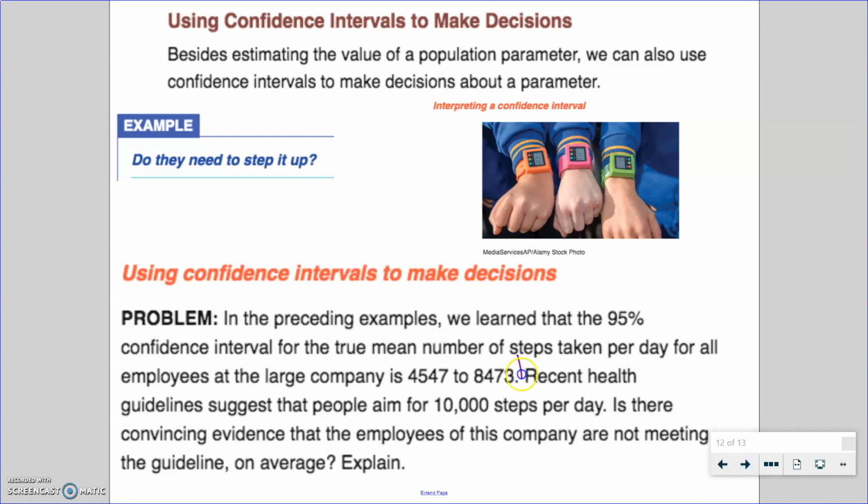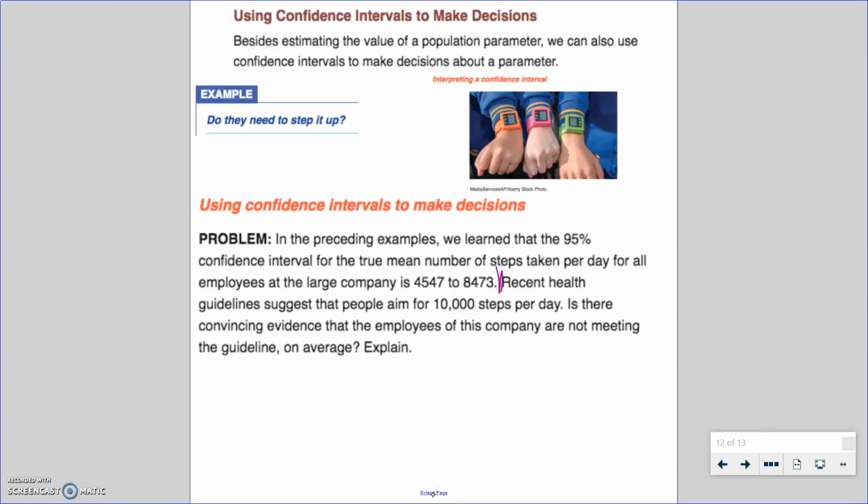So I'm going to start right here. Recent health guidelines suggest that people aim for 10,000 steps per day. Is there convincing evidence that the employees of this company are not meeting the guideline on average? Well, yeah. If the guideline is 10,000 steps per day, we're 95% confident that the actual mean number of steps they take is between these two values, and 10,000 is outside of that interval. It's possible we have a 5% chance we screwed up, but that's pretty low.